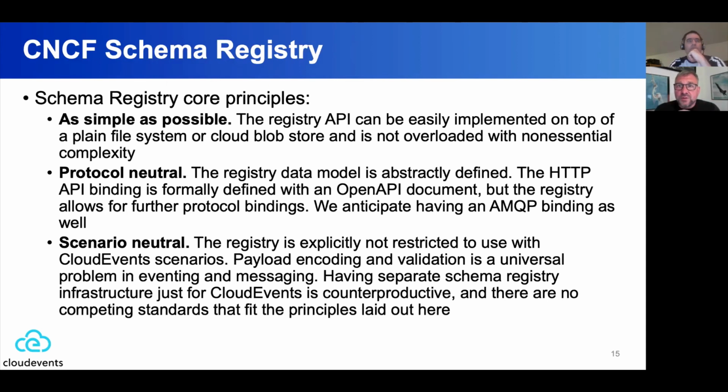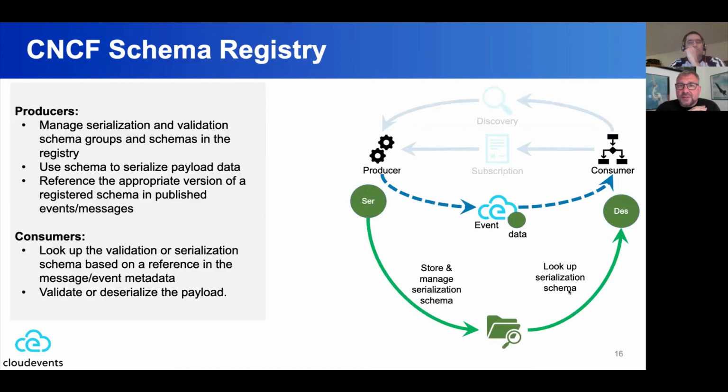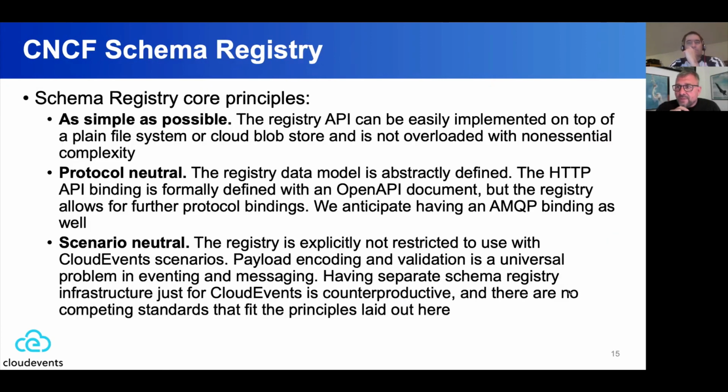And of course, we want to keep this as simple as possible. We don't want to turn this into a massive metadata store with super powerful capabilities. So there's no goal here to rival the capabilities of Apache Atlas or something like this. You should be able to implement this registry API over a plain file system or a cloud blob store, and it's just there to store those schemas and manage those schemas in the simplest possible way, while providing the core capabilities we need.